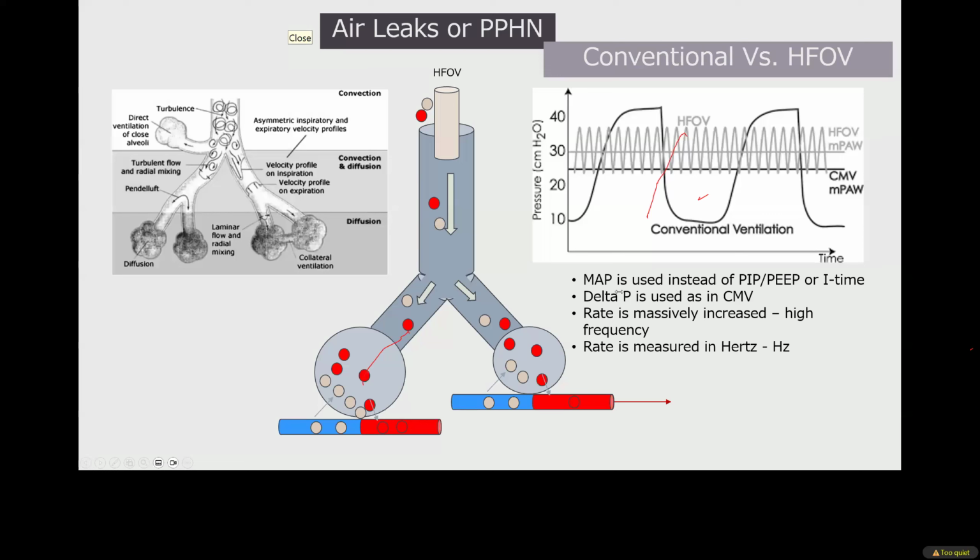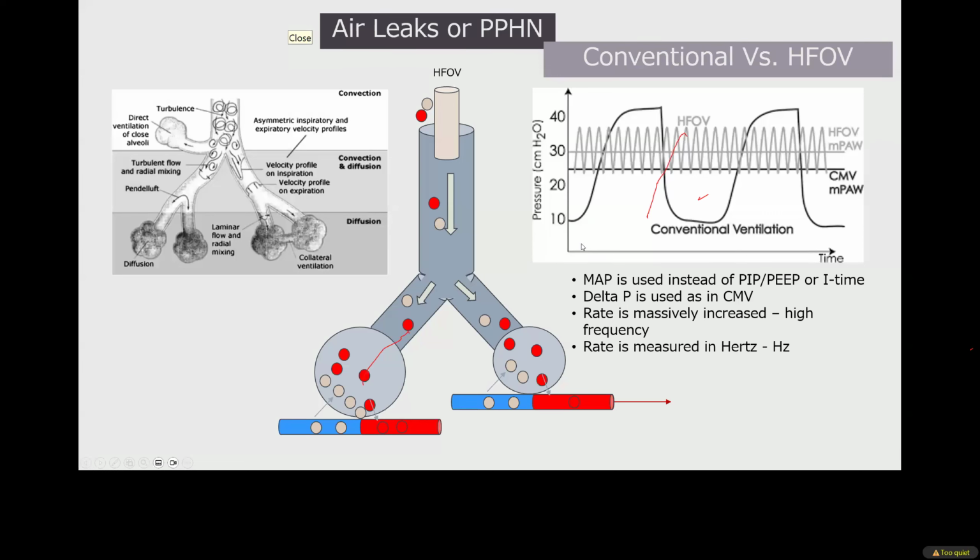So the main differences you would say is the mean airway pressure is used here instead of the PIP, PEEP, or the I time. As I told you, the same concept occurs in conventional ventilation, but we don't call it mean airway pressure. But here we call it mean airway pressure, which is a product of the three.